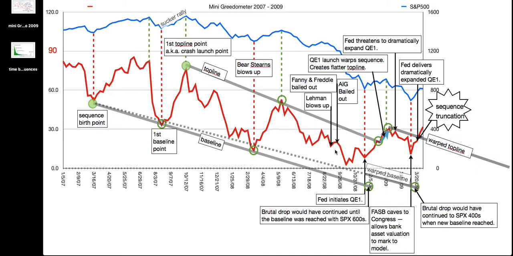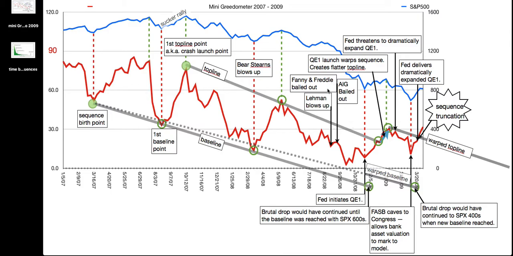Another green circle would have been showing about here, and you would have seen the SPX just falling like crazy, far lower than, what's this, 1200? It would have been probably closer to 800 to 900. It would have been in jagged free fall, and we would have seen a baseline point there. But they did bail out AIG, and they did bail out Fannie and Freddie. So we would have begun seeing the baseline warping flatter.